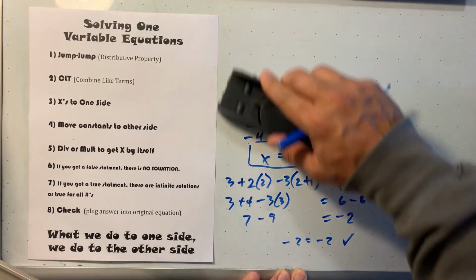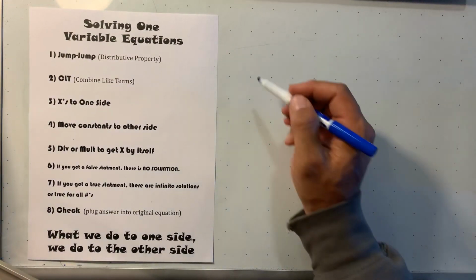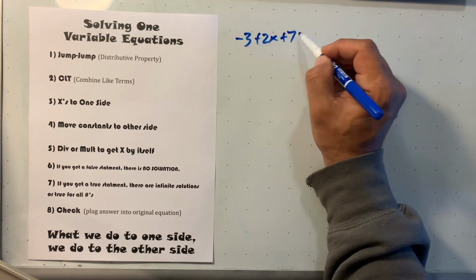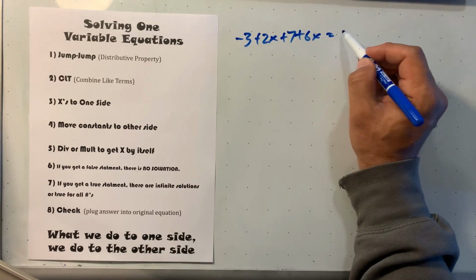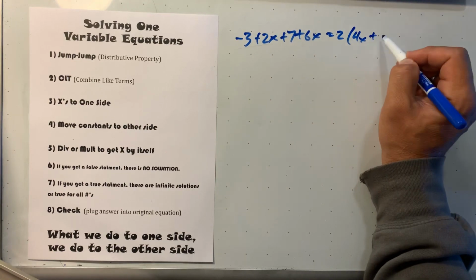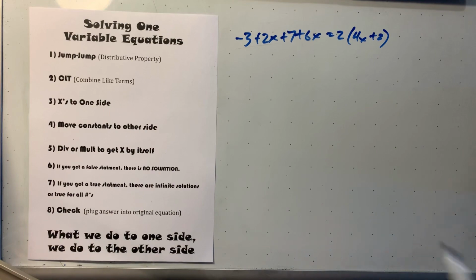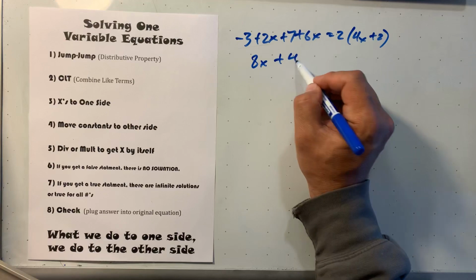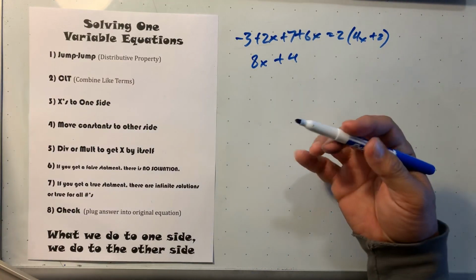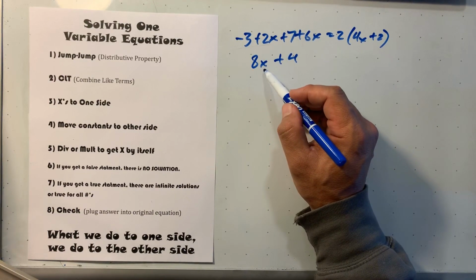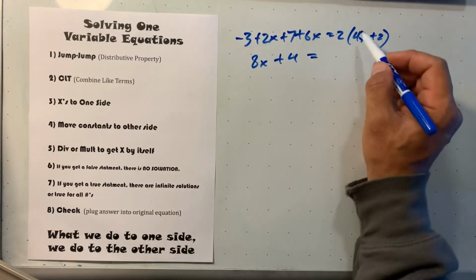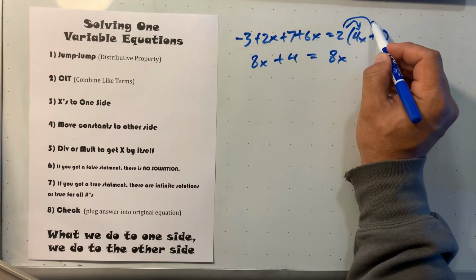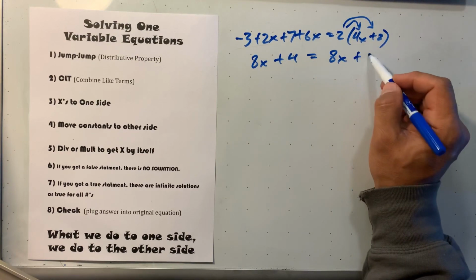All right. Minus 3 plus 2x plus 7 plus 6x is equal to 2 times 4x plus 2. All right, I can combine like terms for 8x and then plus 4. I put the x term in the front just out of habit of leaving things in descending order. I always want the highest power variable first, and then last would be the constants. So distributive property here gives me 8x, 2 times there, and then 2 times 2 makes plus 4.